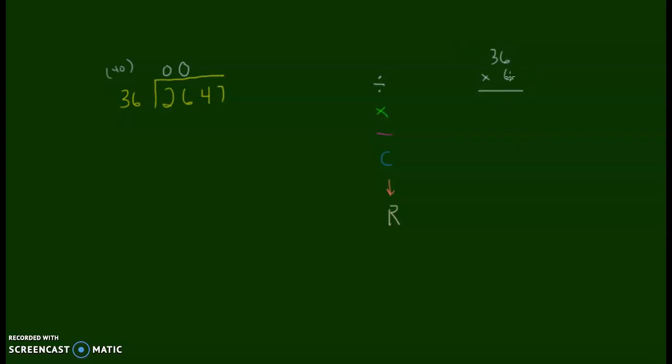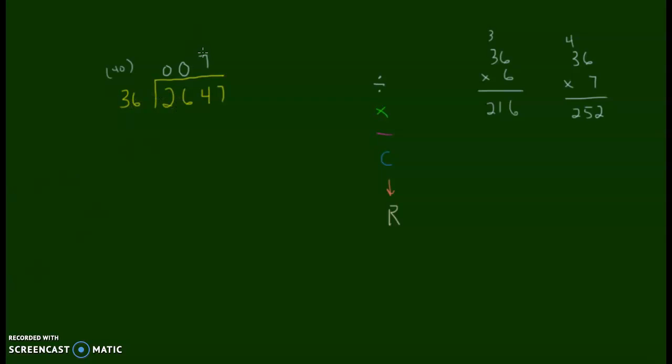So I'm going to try 36 times 6 off here to the side. 6 times 6 is 36. 3 times 6 is 18 plus 3 is 21. So that's 216. And I think I can do another one, another 36. So I'm going to try 36 times 7. 6 times 7 is 42. 3 times 7 is 21 plus 4 is 25. So 252 is less than 264.